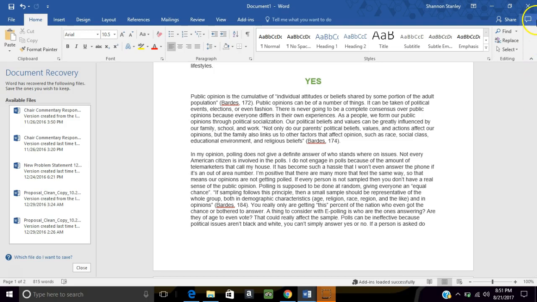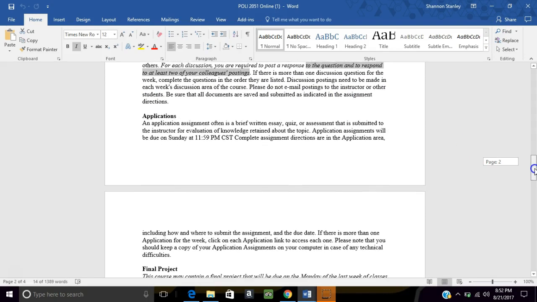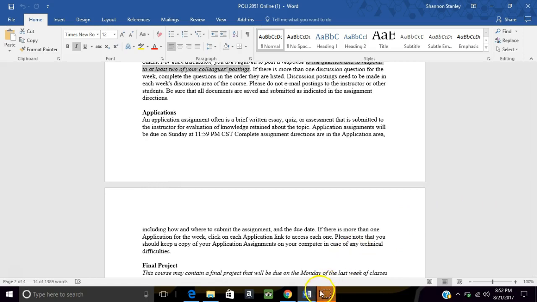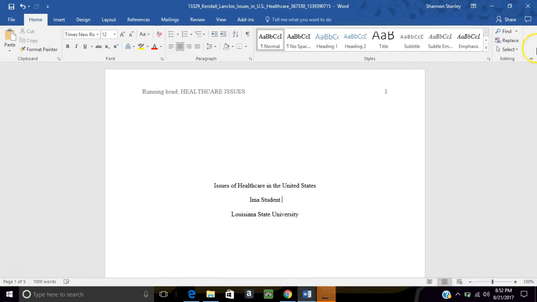All right, so that's what I expect. The reason I'm doing this, everybody, is basically I've had a lot of problems in the past, so I want to be very clear about what the expectations are. All right, application assignments are basically short essays, and I'll give you an example of those when we do have those application assignments.